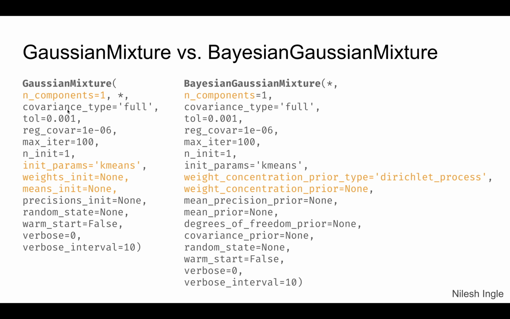And on the left hand side, we have again the n components, and then we have initial parameters can be found by k-means, and then we have the initial weights and initial means. And again, this also has the initial parameters that can be found by k-means. It's just not highlighted in orange.